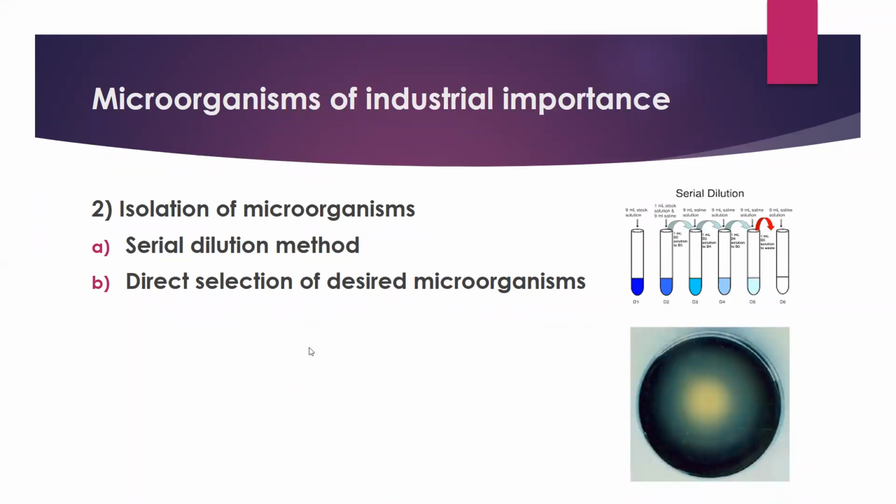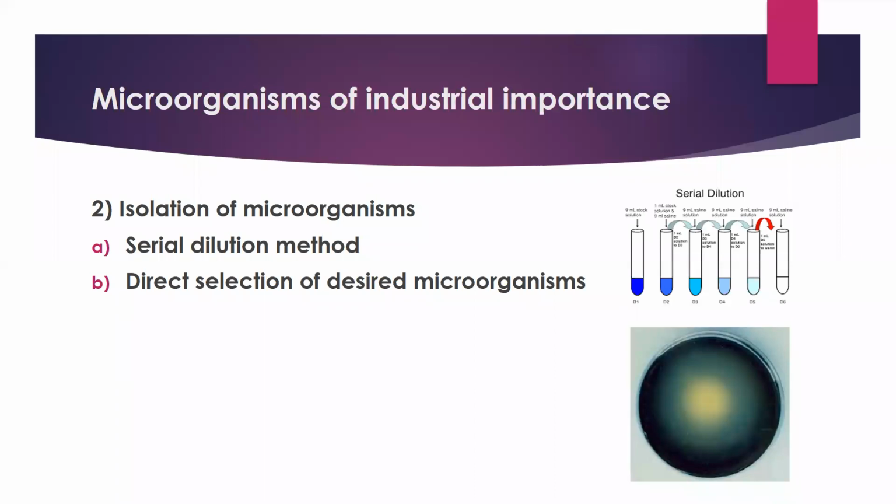So one strategy is the serial dilution, and the second strategy is the direct selection. Direct selection means we do not perform the serial dilution. We directly select the microorganisms from the richer source of the environment, right? Direct selection means we directly inoculate our sample from the environment directly to the media without performing any serial dilution.